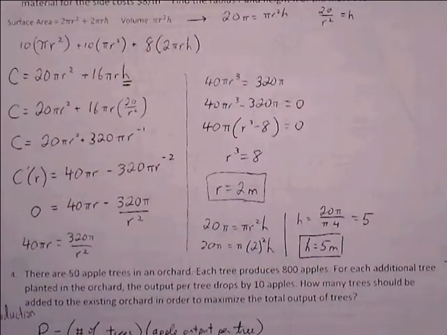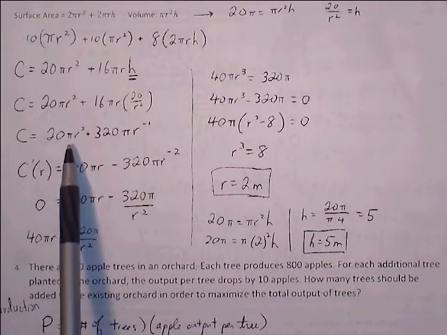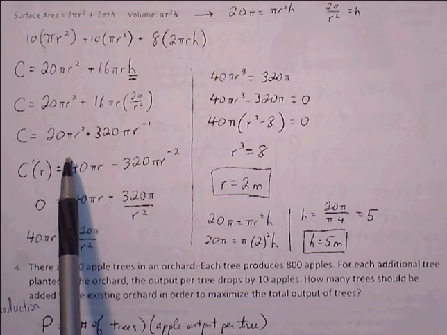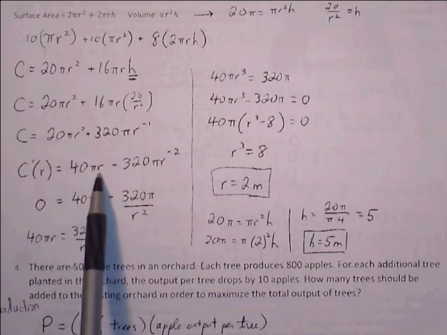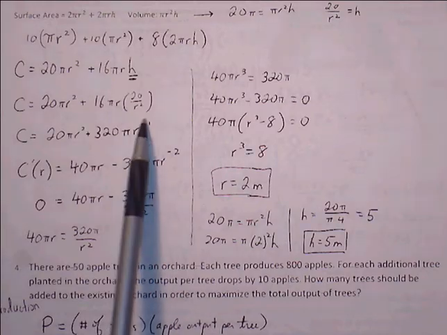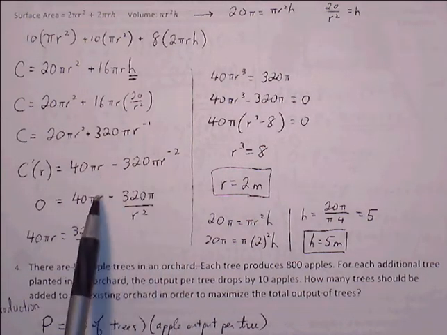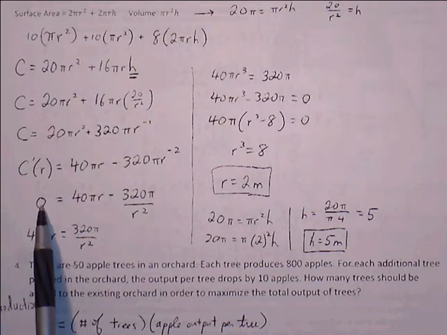To find C prime, or the derivative equation for the cost, we go through the power rule. Bring down the 2. 2 times 20 is 40 pi r. Negative 1 times 320 is negative 320 pi r to the negative 2. Going through the power rule, subtract 1 from the exponent. Once we have our derivative, we can simplify, clean this up, and set our derivative equal to 0 to find our critical point.